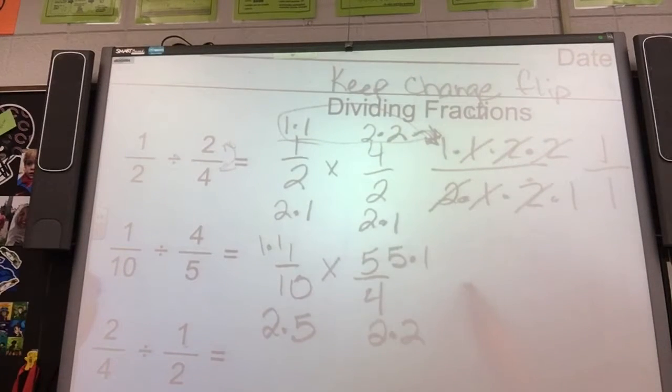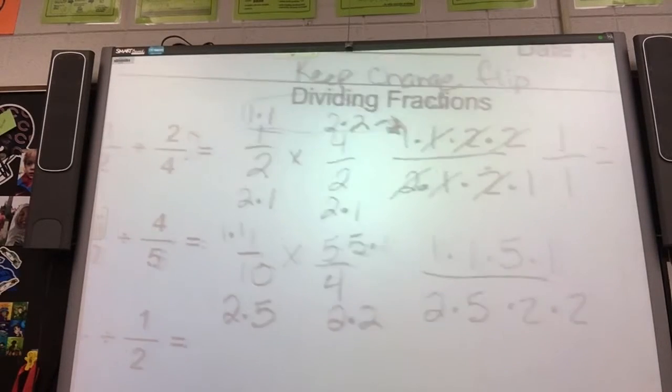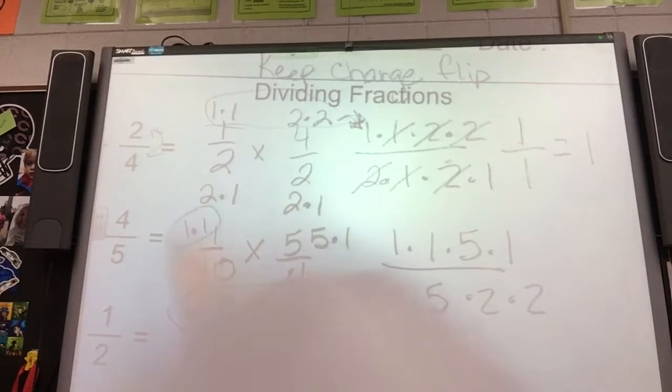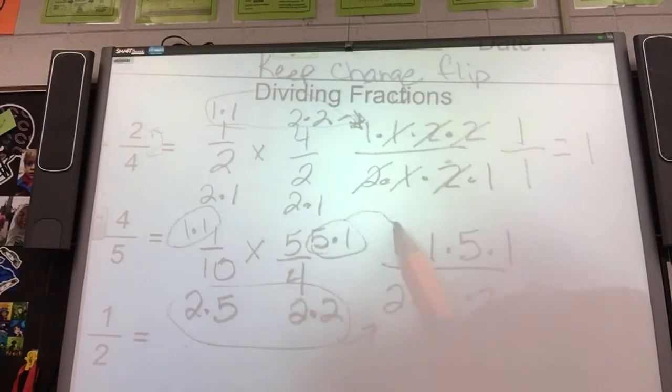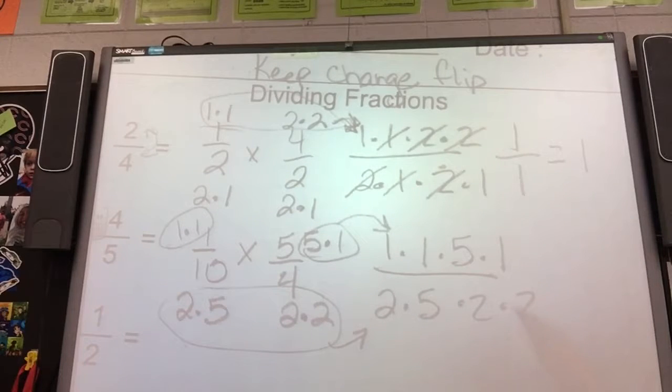Alright. 1 times 1 times 5 times 1. 2 times 5 times 2 times 2. Again, just taking these numbers, plugging them in here. Taking these numbers, plugging them in there. Then I'm just going to cancel out. I don't know how many 2's up there. I have a 5. That's about it.